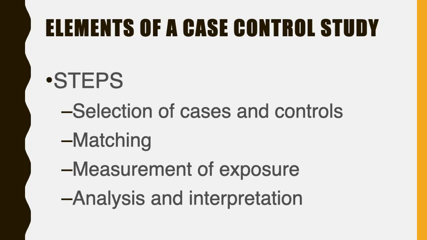So let's talk about the steps of a case control study. The first step is to select cases and controls. Then we go through a matching where we try to make sure that people with the most similar characteristics are in both groups. Then we figure out our measurement of the exposure, and then we analyze and interpret our findings.